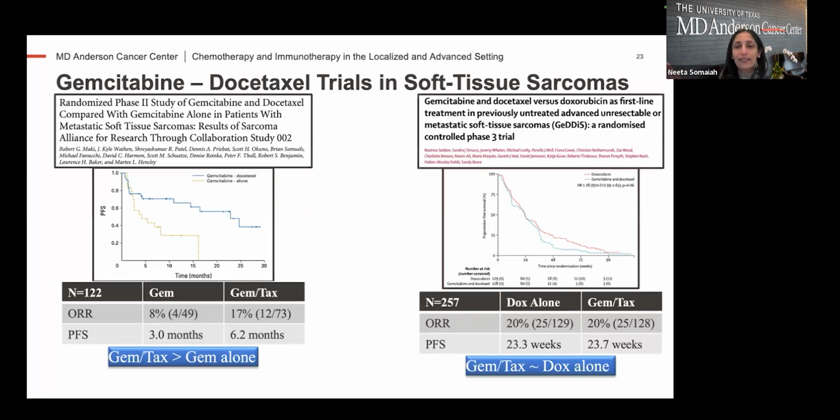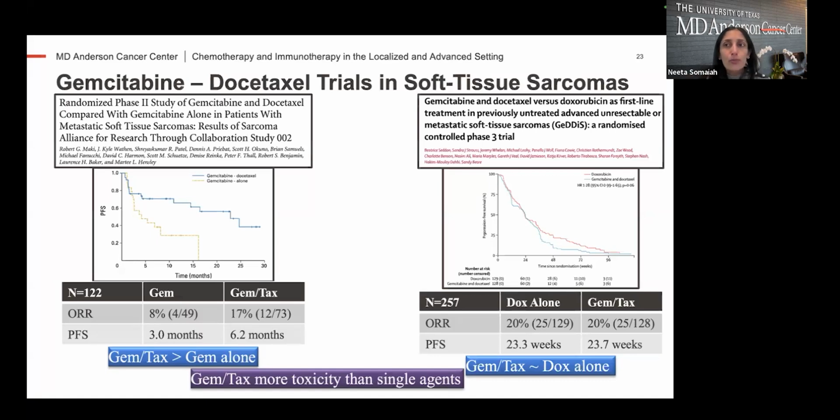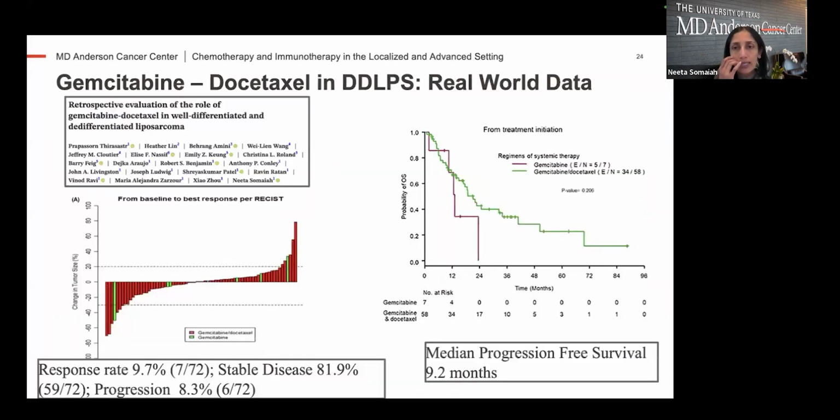So just saying that doxorubicin as a single agent still has activity, as the second line combination that we normally use, gemtax, can have more toxicity than doxorubicin as a single agent. With combination doxorubicin-ifosfamide, definitely more toxic, but single agent doxorubicin can be fairly well tolerated with supportive care medications. When we look at subtypes of liposarcoma, we go into the real world data.